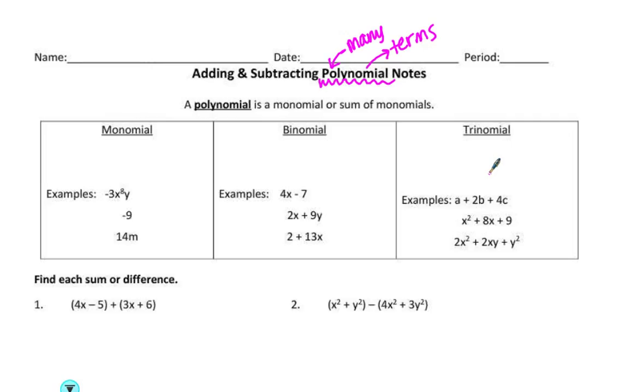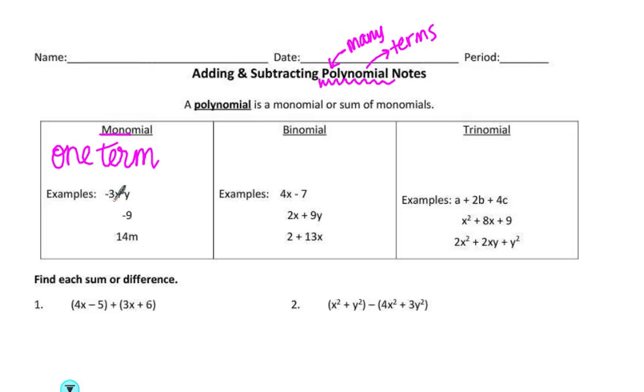If you know what mono means, or what that prefix means, y'all know me, math teacher, not an English teacher. Anyways, this means one term. Okay, one term. Now, one term could look very different.